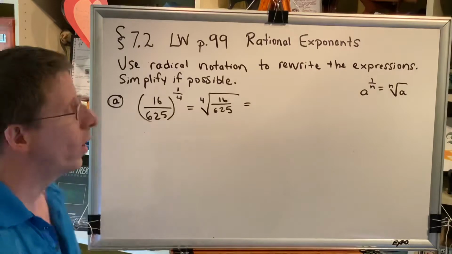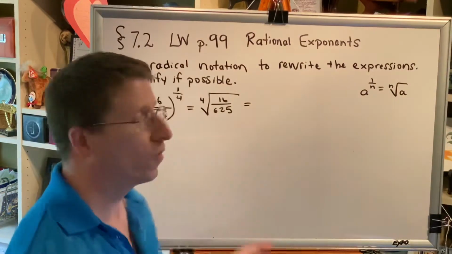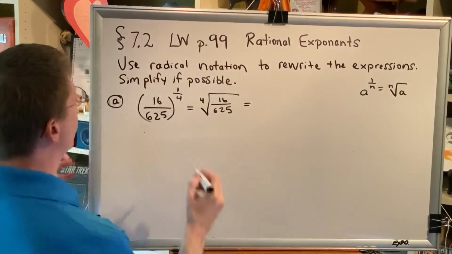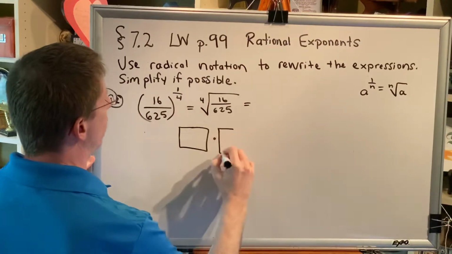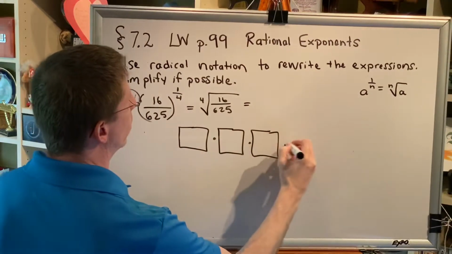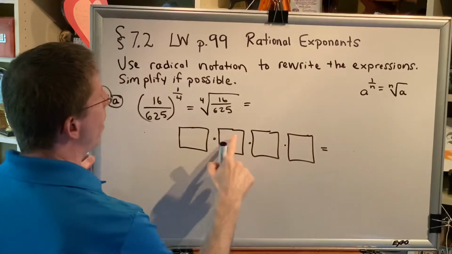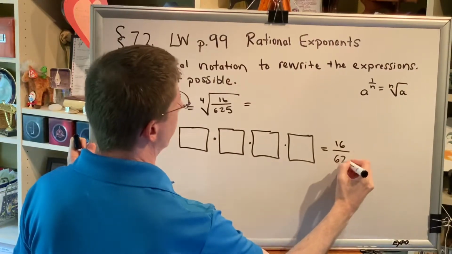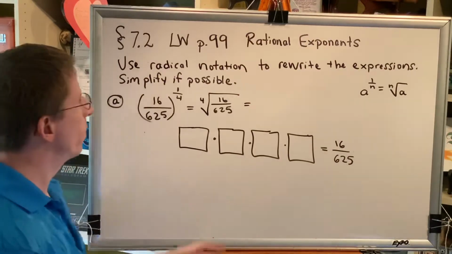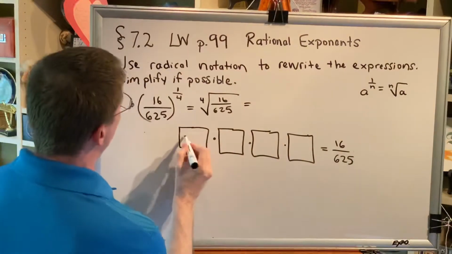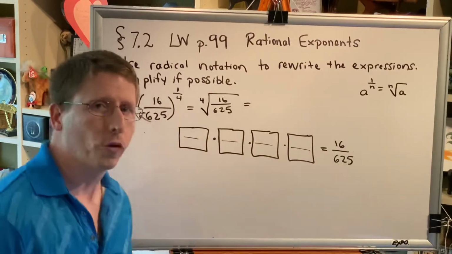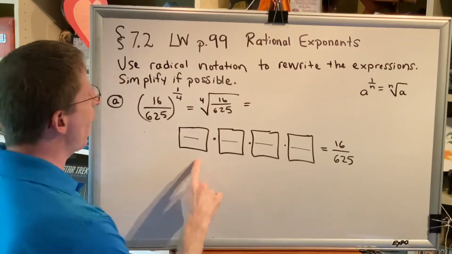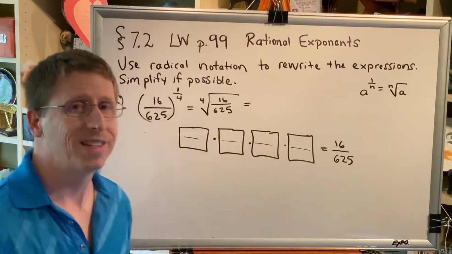Now to simplify this, we have to understand what a 4th root means. The 4th root of a number is another number that, when raised to the 4th power, gives us this value. In other words, if we put the same number in each one of these boxes, then when we multiply that same number by itself a total of 4 times, it will give us the result 16 over 625. Well, since the result is a fraction, it stands to reason that each one of these numbers would also be a fraction.